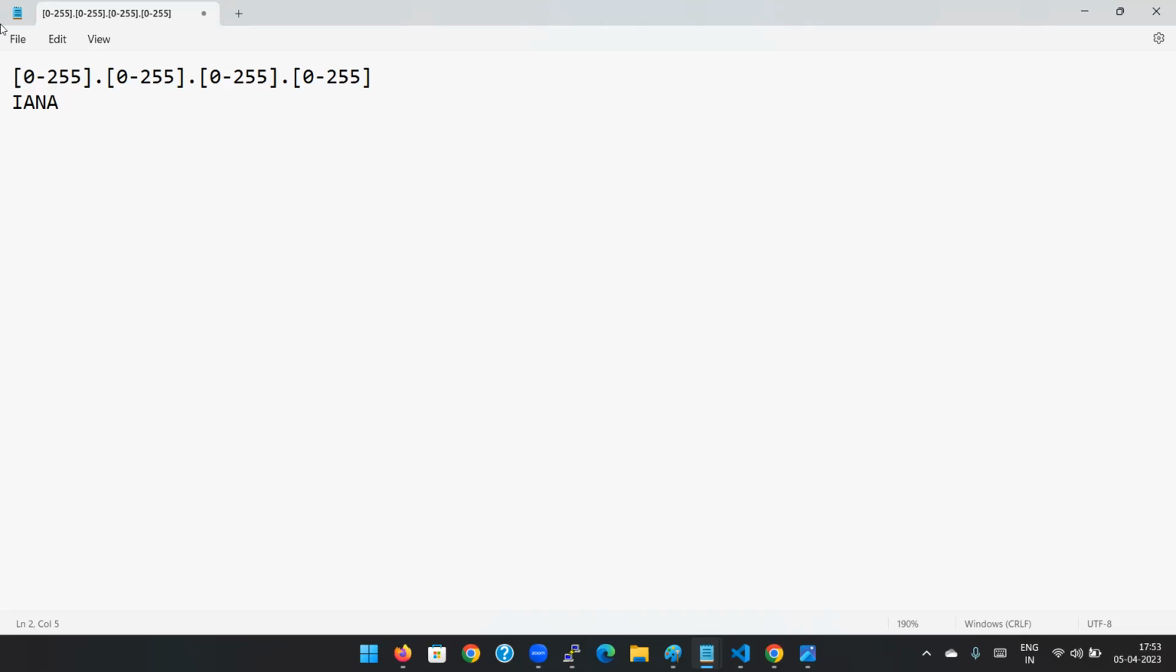Now what IANA has decided here is, as I said, IPv4 is there. In IPv4, we have 32 bits. The total number of IP addresses generated is 2 to the power of 32, which is equal to 4.2 billion IP addresses, nearly 420 crores of IPs. IPv4 can generate 420 crores of IPs. Okay, this is well and good.